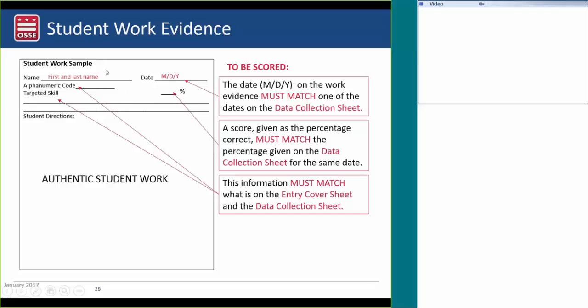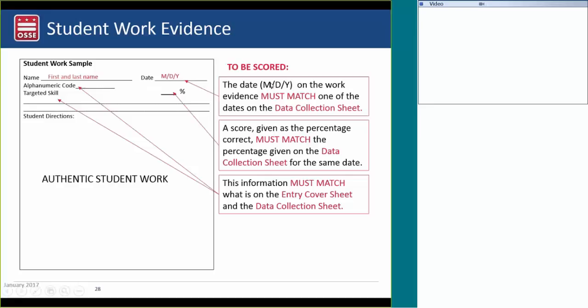Again, if you've submitted only six pieces of work evidence and you've left the date off of one sheet, we can't score that sheet. Now you only have five pieces of scorable work evidence. So submit seven or eight, just in case. It gives you a little bit of a cushion. If you've submitted seven pieces and left the date off of one, you still have six, so you can still score the work evidence. But you have to have six.